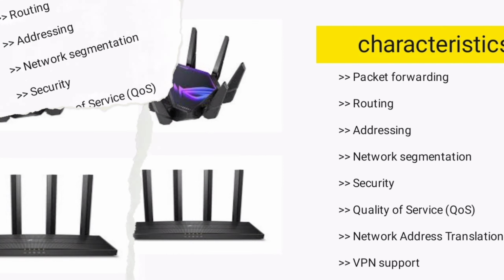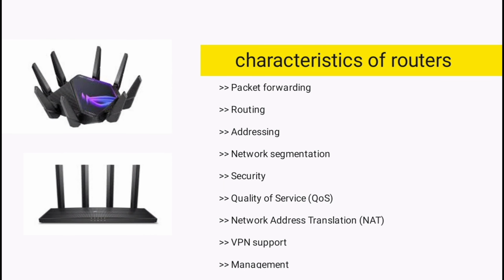Here are some of the key characteristics of routers in a computer network. Packet forwarding. Routers forward packets of data between different networks, based on the destination IP address. Routing. Routers determine the best path for data to travel between networks, based on information in routing tables that are maintained by the router. Addressing. Routers use IP addresses to identify and route packets of data between networks. Network segmentation. Routers can be used to segment a network into multiple subnets, which can improve network performance and security.